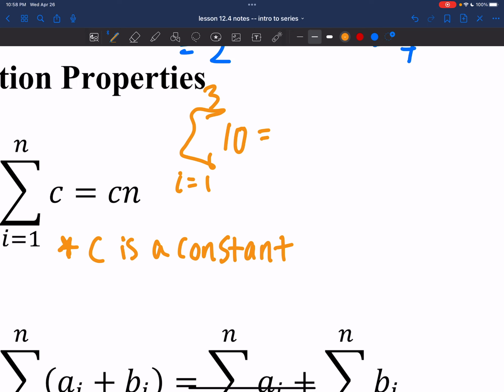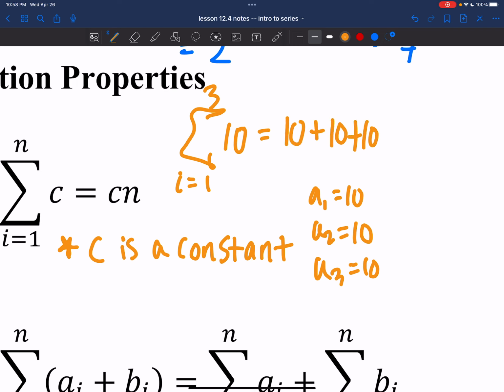It's a constant. It's 10. So a sub 1 equals 10. A sub 2 equals 10. A sub 3 equals 10. It doesn't change. It's constant, right? So the series is 10 plus 10 plus 10, which we know that that's 30, right?